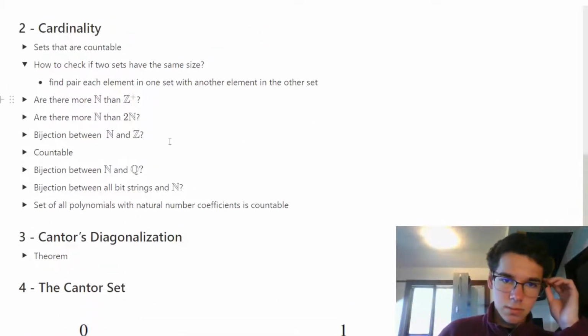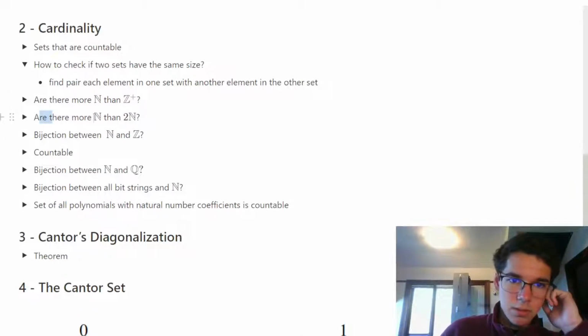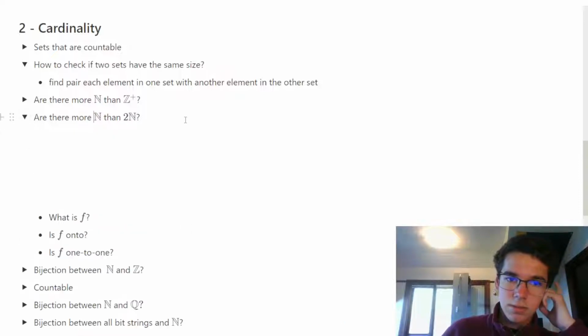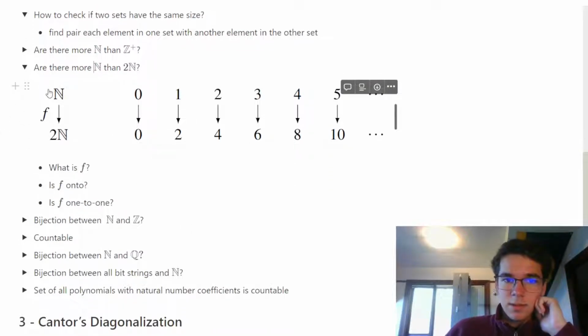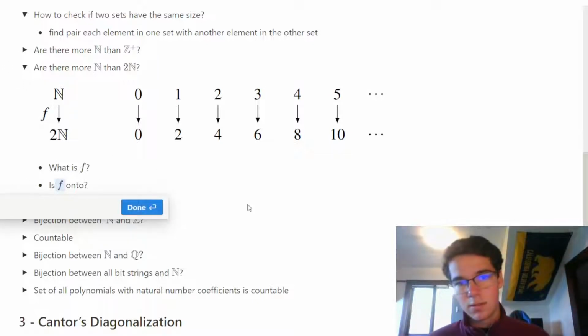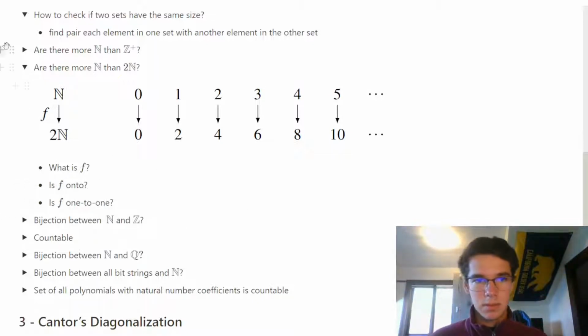Okay, so moving on to the next part, are there more natural numbers than 2 times the set of natural numbers? So we're going to pretty much repeat the process. Set of natural numbers, just 0 through 5, and then here we have 0 through 10. f would just be 2x, right? And then I guess our inverse function would be y over 2. And we can see from this picture that f is onto and f is one-to-one.